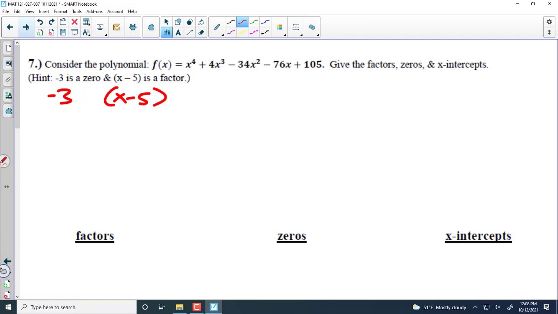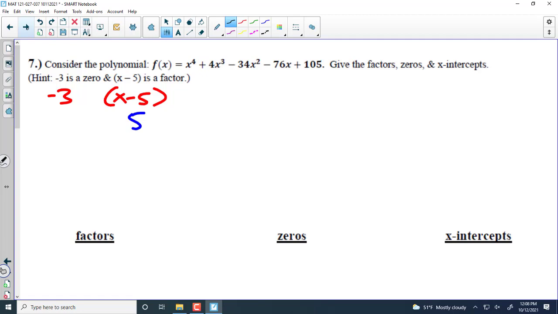Just remember, when I give you the 0, that's what you do the synthetic division with. When I give you the factor, that's when you've got to switch the sign before you do the synthetic division. Does it matter which order you do the synthetic division with these two? It does not. You can do it in either order. Now, your middle step's going to look different depending on which one you do first, but you're all going to end up with the same quadratic at the end.